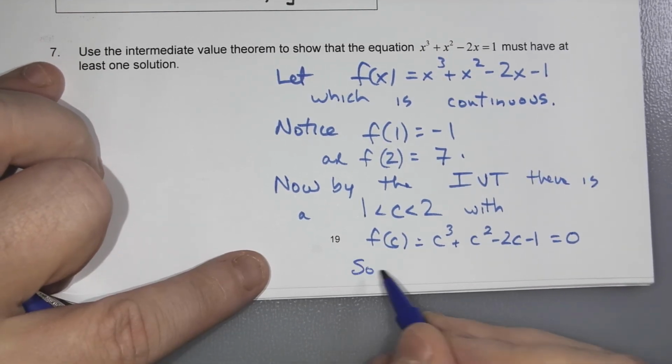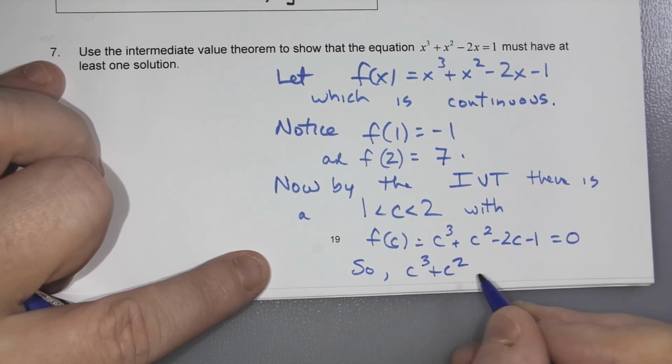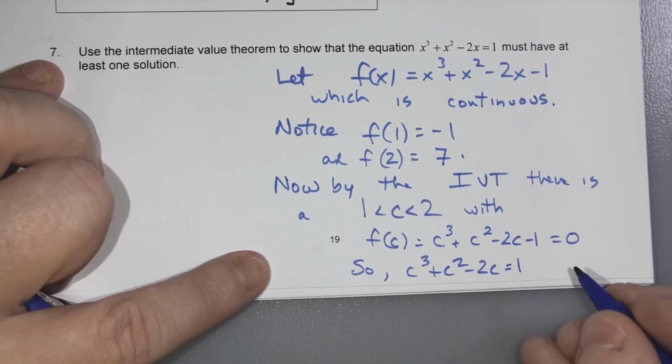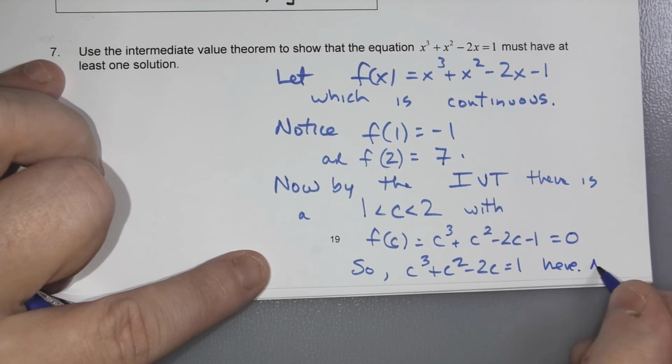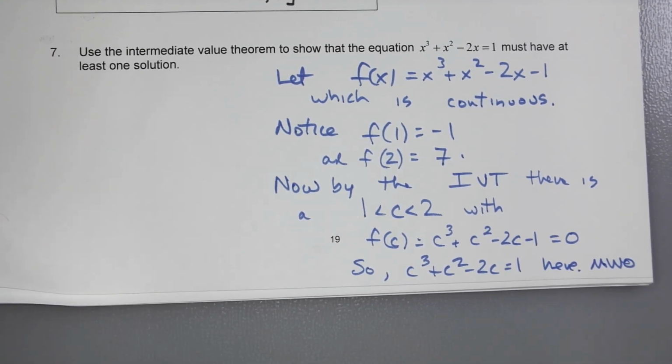And so, if we add 1 to both sides, c cubed plus c squared minus 2c equals 1 here. And that completes a proof. That's how we use the intermediate value theorem to show a certain point exists without even having to find it.